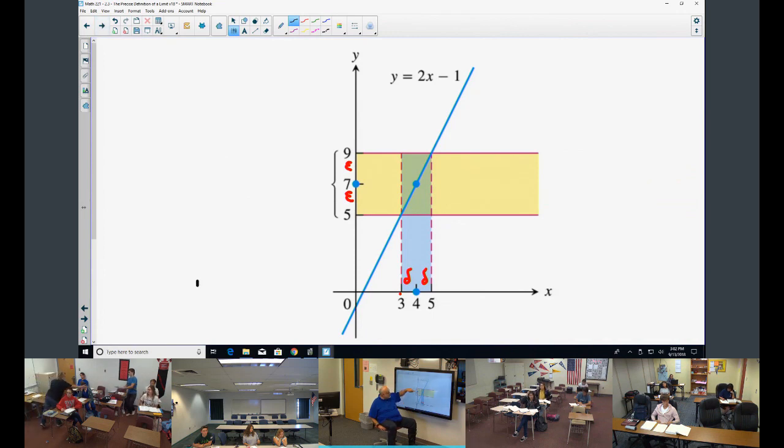So here, let's say the limit here is 7. How far off we can be from the limit, we call that epsilon. That's the little funky looking e, the Greek epsilon. Okay, and so if we want to be within that range from 5 to 9 in our target, then we need to pick our delta to be between 3 and 5. So if we want to narrow this, then we have to narrow this. Okay?